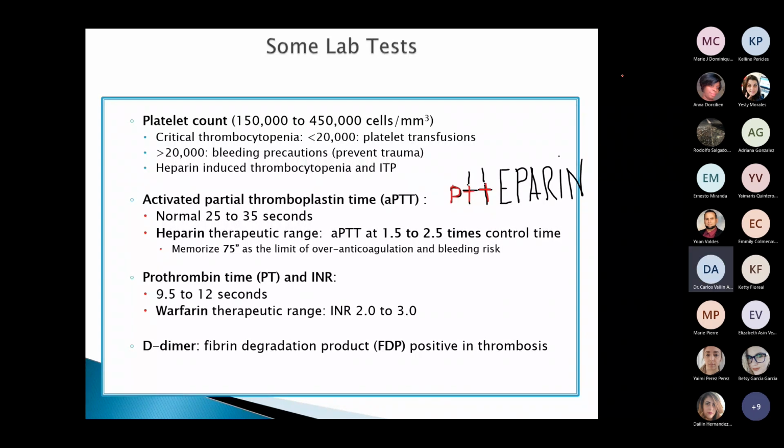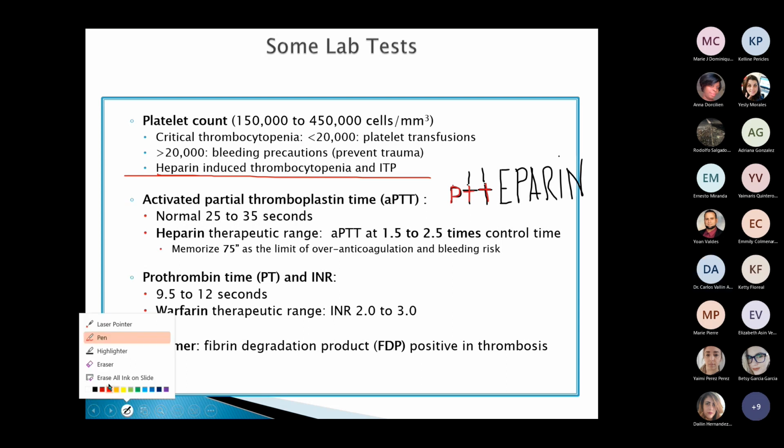And of course, all the patients receiving heparin are tested from time to time with a CBC to be sure they are not producing this rare and serious complication called heparin-induced thrombocytopenia. And this is the most important of the testing of heparin.